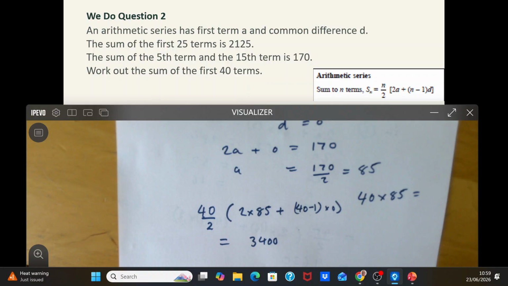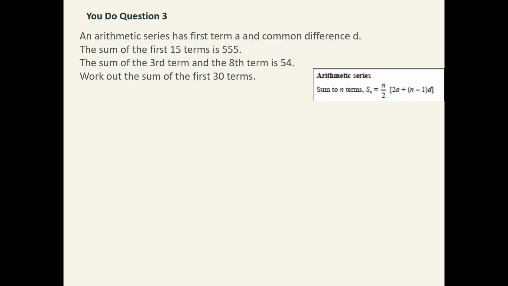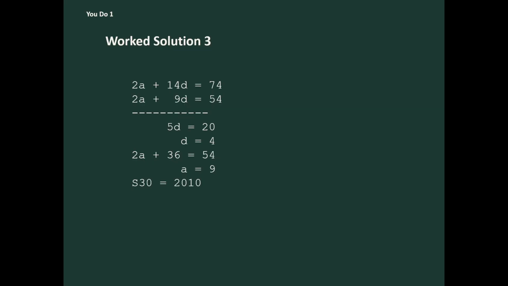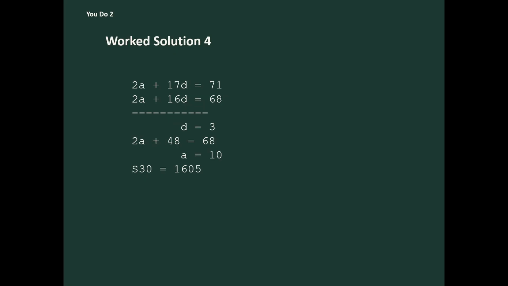Right, so here's a question for you to do. Sorry, there's my answer. Question for you to do. Press pause. Well done, you've done it. Here's my simultaneous equations. There's my answer. 2010. Another question to do. Press pause. Well done, you've had a go. My solution.